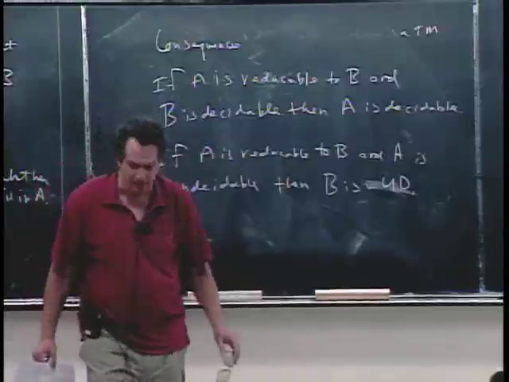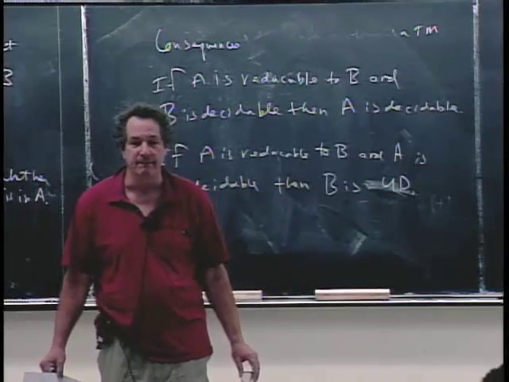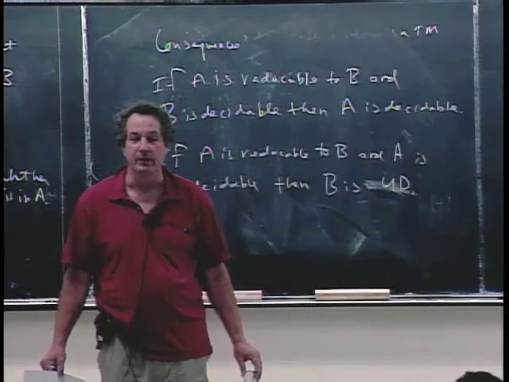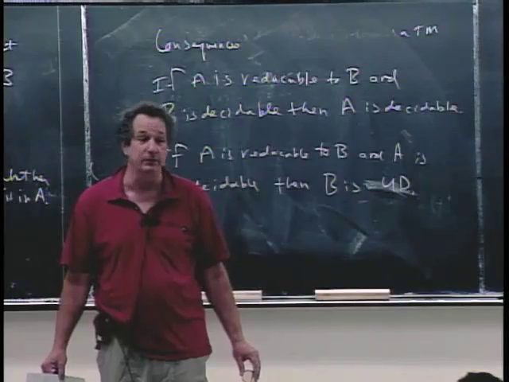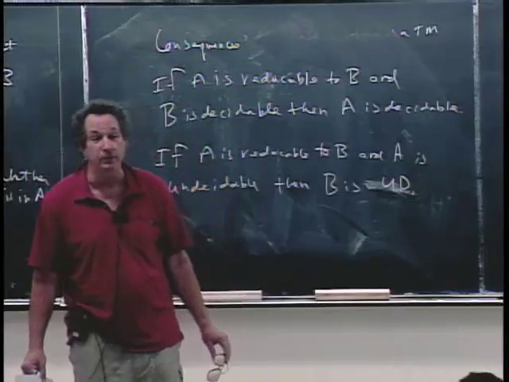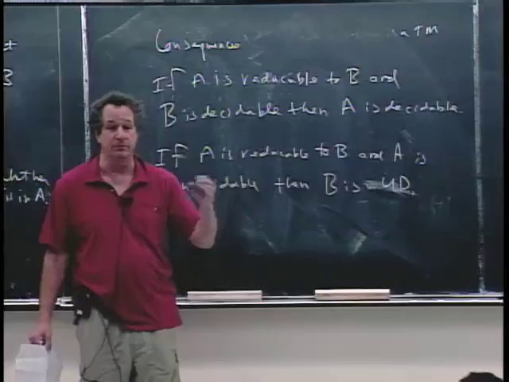I have a question about reducibility in general. If A is reducible to B, then does it follow that B is also reducible to A? No. It's not necessarily symmetric. There are whole classes that are symmetric, and we'll be talking about them. But definitely, it's not true in general that just because A is reducible to B, that B is reducible to A.